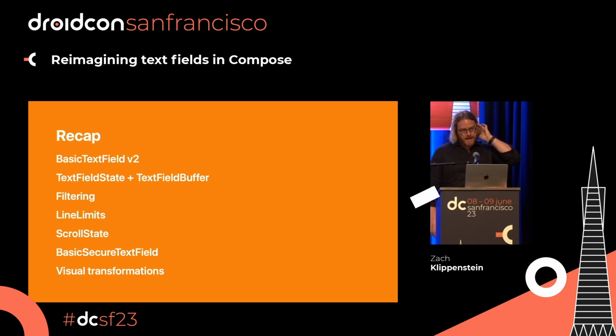So that's just an overview of some of the new things we're thinking about doing with this API. We talked about there's a new text field shape with a different set of parameters. We've got this text field state, text field buffer for actually representing the contents instead of using mutable state. A dedicated filter type with some built-in filters, line limits configuration. The scroll state is now exposed, and a dedicated password field. And we're still trying to figure out visual transformations. So again, I'd love feedback on this. And if you have feedback after watching this, awesome, I'd love to hear it.